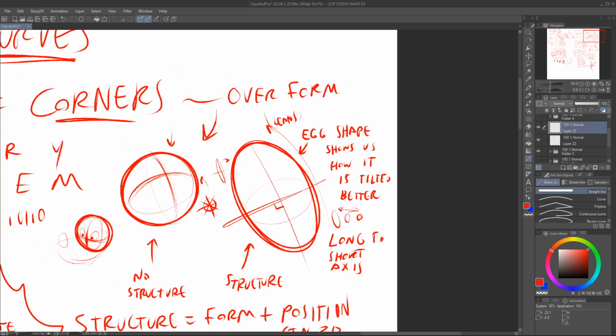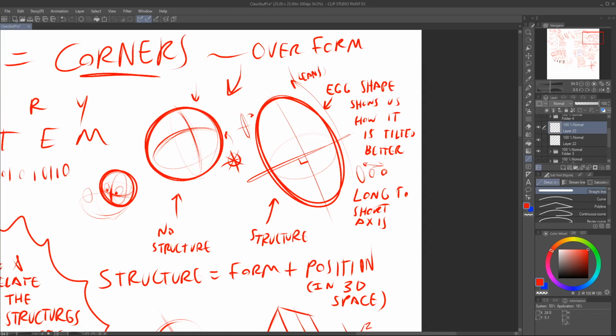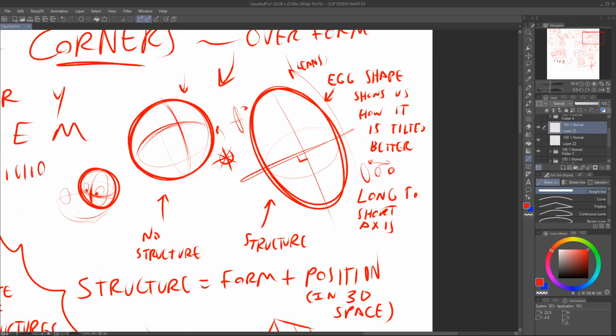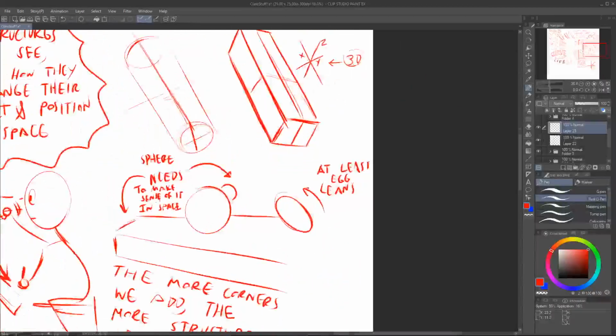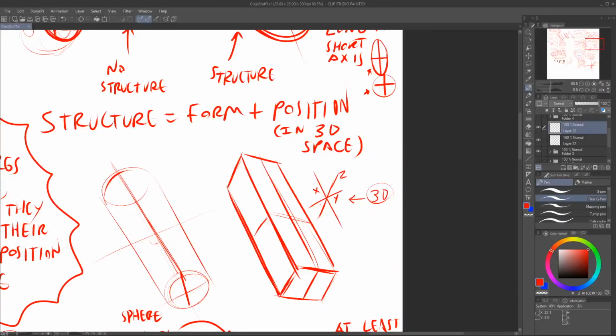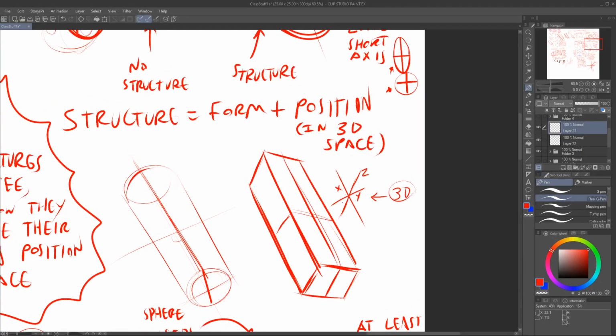Again, what I was describing earlier, an egg shape, shows how it's tilted better. It has a long to short axis right here that relates to itself, so you know what direction it's leaning, versus perfectly round. If this was a 3D shape, you could tell how it was leaning, to an extent. And so more on that: structure is form and position in 3D space.